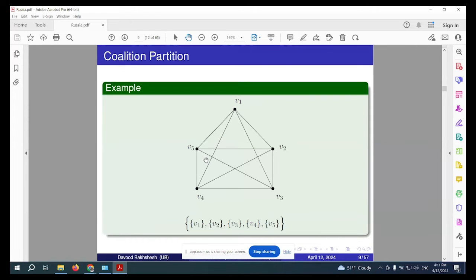As another example for coalition partition, consider the complete graph K5. You can see that every vertex of this graph is a dominating vertex. Then the only coalition partition for this graph is the partition as we determine here, which contains 5 elements, and every element is a singleton.